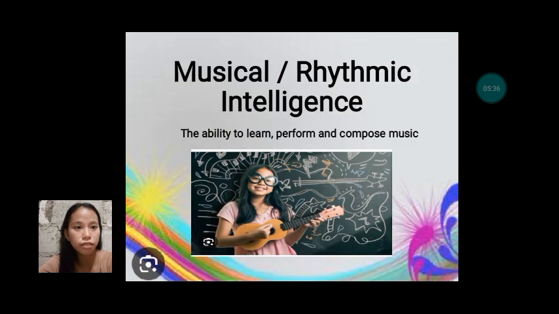The next one is musical or rhythmic intelligence, the ability to learn or perform and compose music. They have a strong appreciation for music and are often good at musical composition and performance. People with musical intelligence enjoy singing and playing musical instruments. Examples of occupations: musicians and composers.